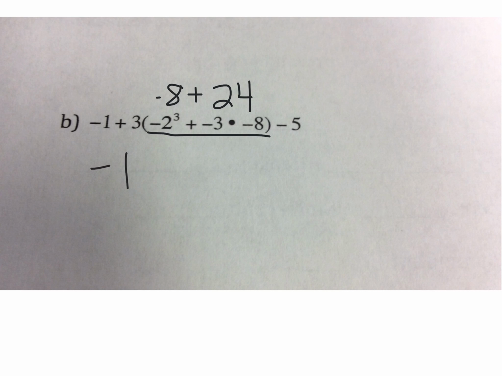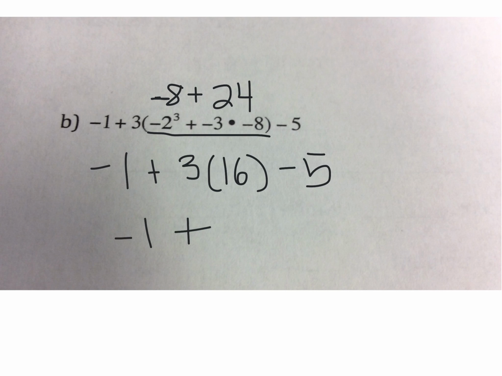I have -1 plus 3 times 16 minus 5. Don't forget that 8 up here had been negative. So then I have -1 plus 48 minus 5. That gives me 42 as my answer.